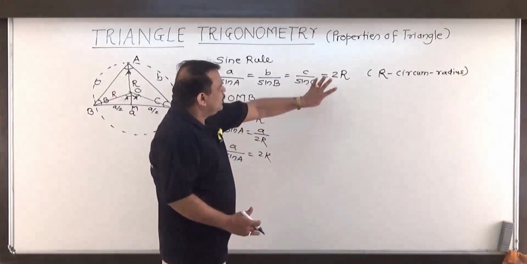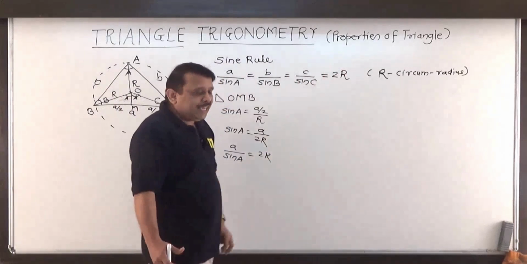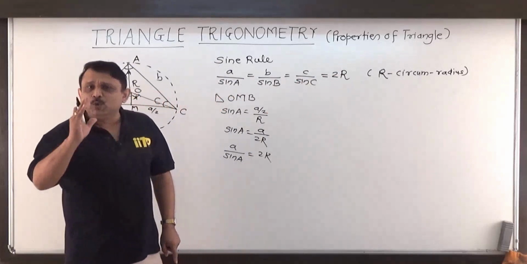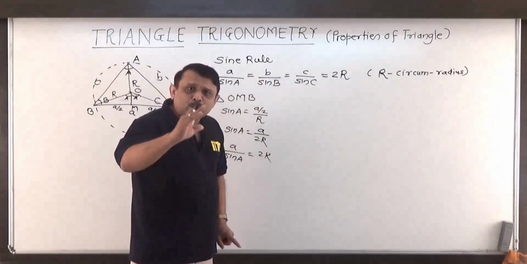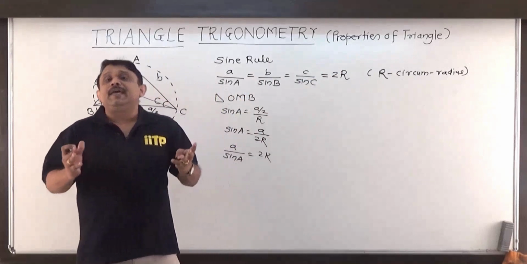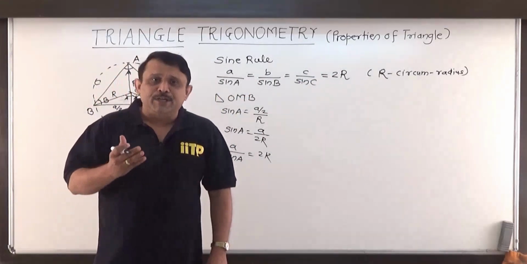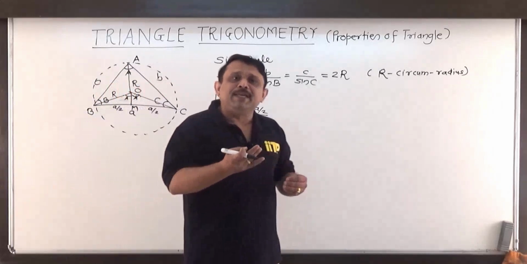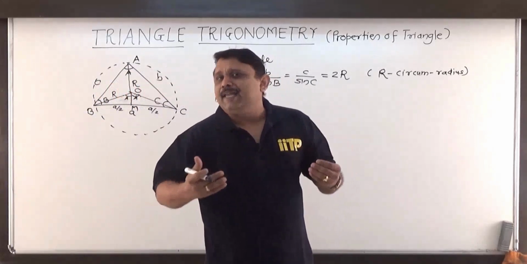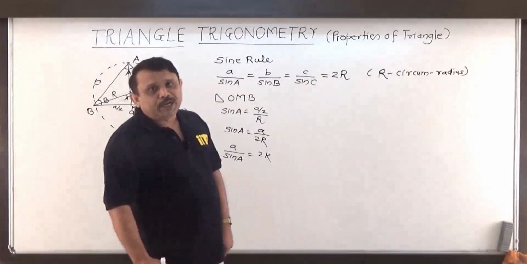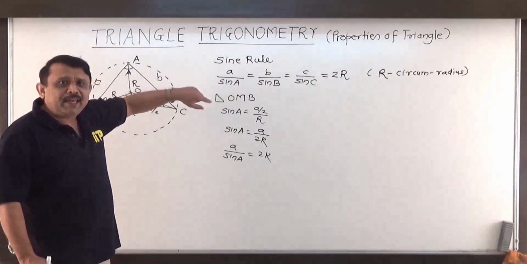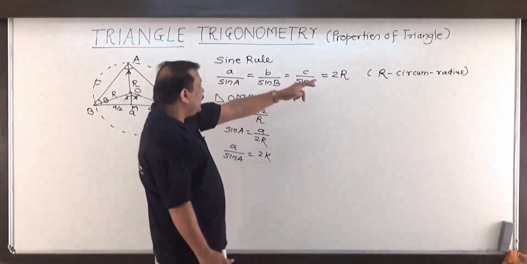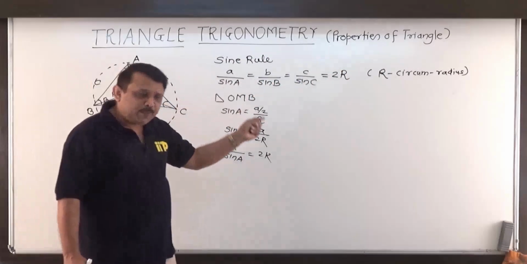If I consider this 2R to be some constant K, then a/sin A = K means a = K sin A. Similarly, b = K sin B, and c = K sin C, where K is the constant of proportionality. So we can always express the sides a, b, c in terms of sin A, sin B, sin C with some proportionality constant. Similarly, if I assume 2R is 1/K, then sin A becomes aK, sin B becomes bK, sin C becomes cK.